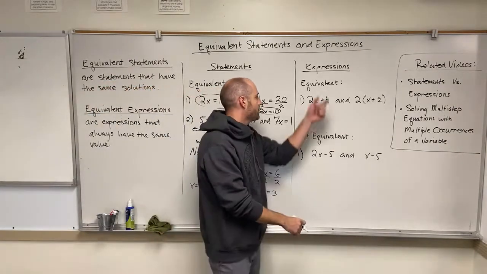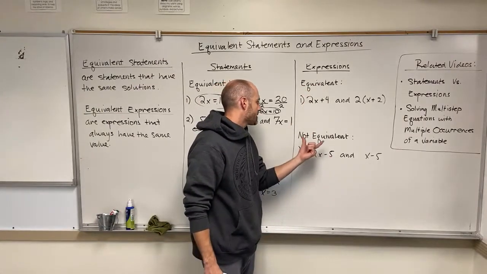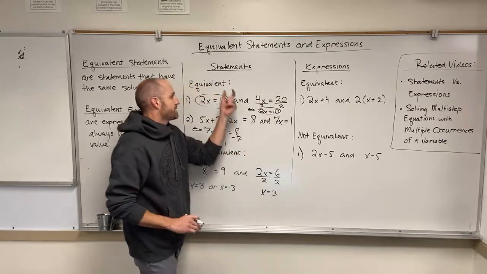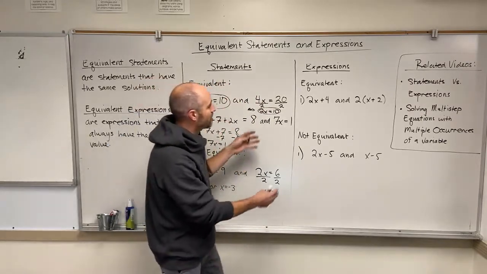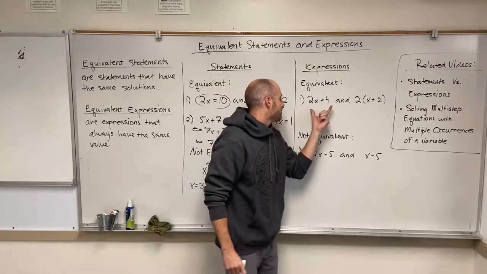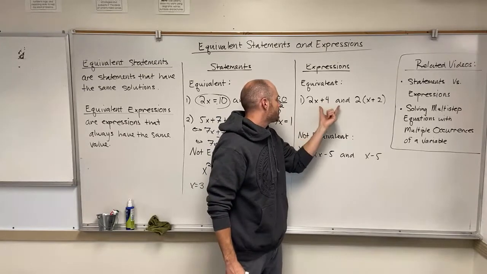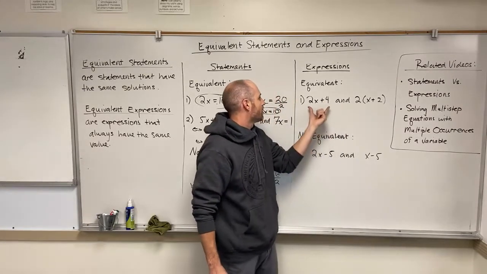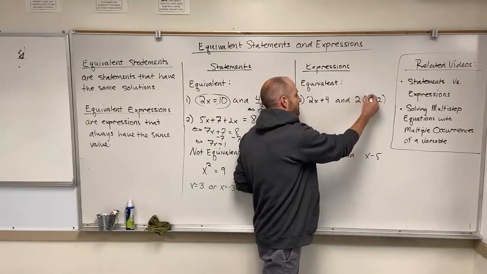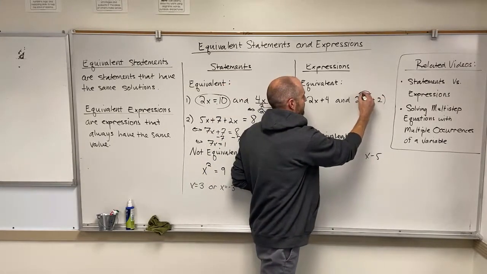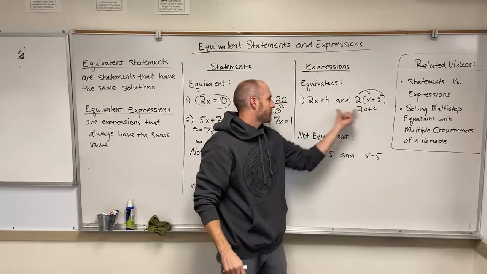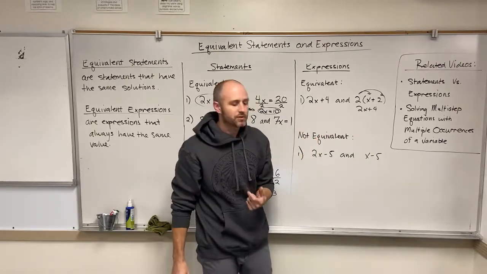All right, let's look at a few equivalent expressions and some expressions that are not equivalent. And just a little reminder that statements are true or false, expressions only have a value. Okay, so we can show that these two expressions are equivalent to each other by using the distributive property. So if you distribute 2 to both of these terms, you will get 2x plus 4. And we can see that 2x plus 4 and 2x plus 4, those are identical expressions, right?